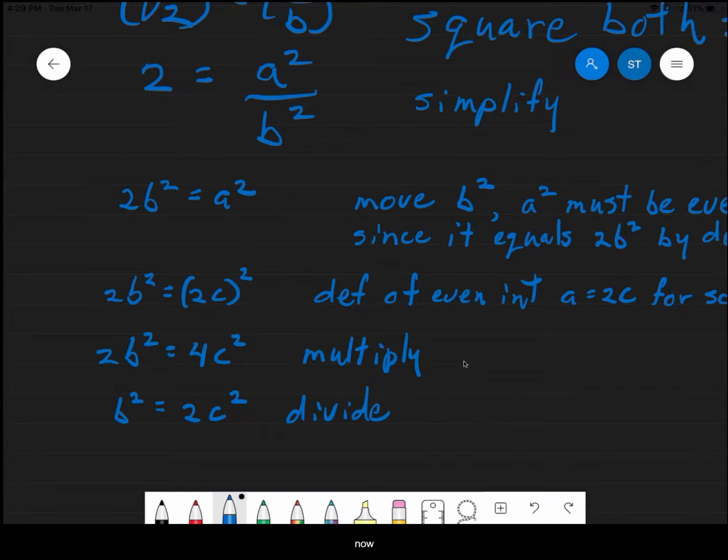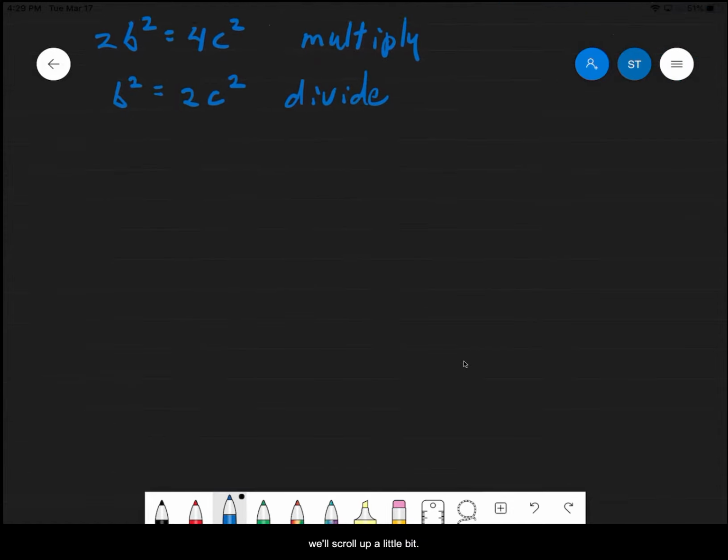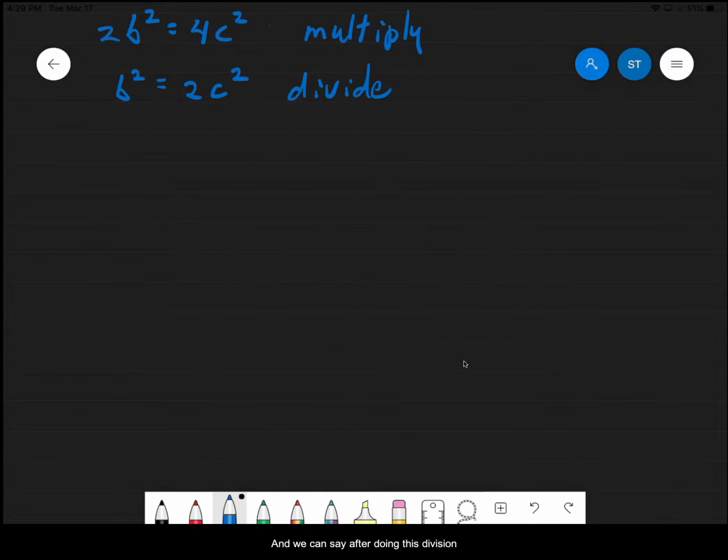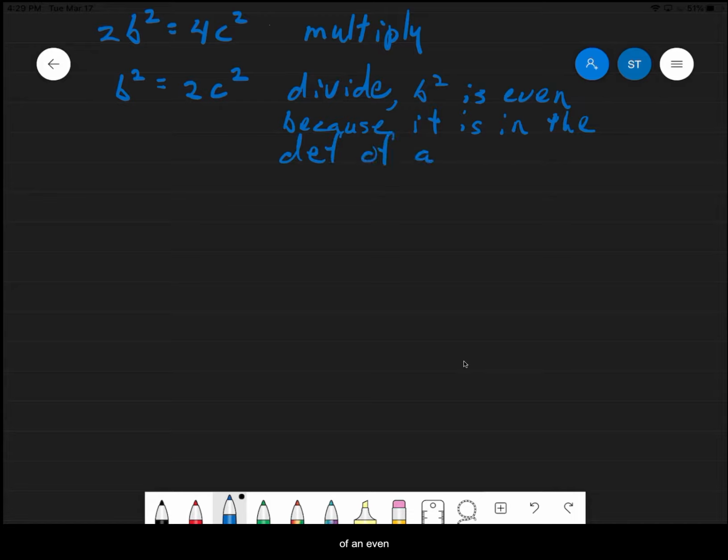And now I can scroll it up a little bit, and we can say, after doing this division, that b squared is even, because it is in the definition of an even number. Namely, it is 2 times c squared, 2 times some number.